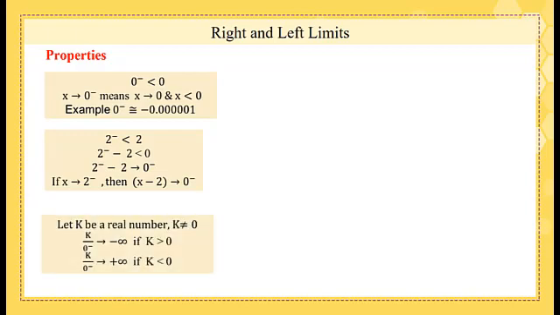And here is an important property, where k is any real number and k is not 0: k over 0 minus is minus infinity if k is positive, and k over 0 minus is plus infinity if k is negative.